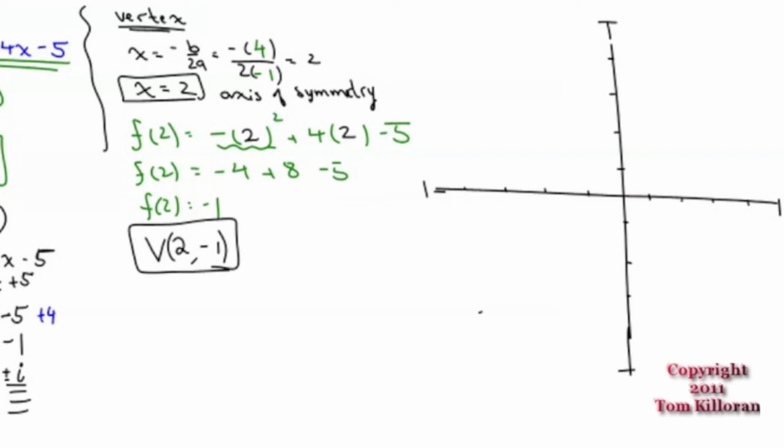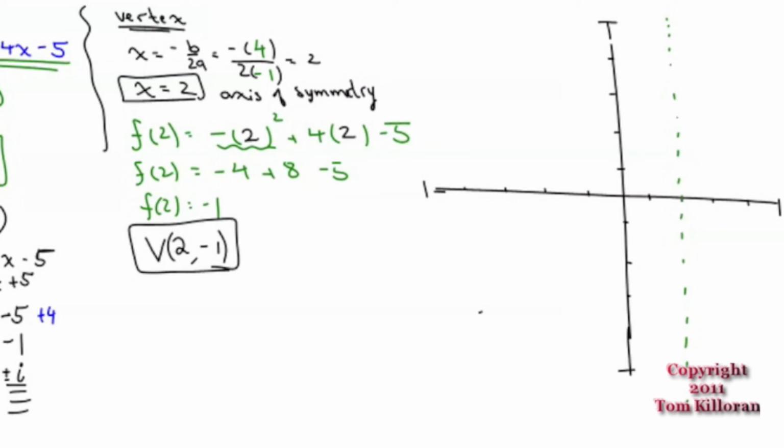And just plot what you have. Highly suggest you put the axis of symmetry in first, because that gives you an idea that half the stuff has to happen on the left and half the stuff has to happen on the right. So the axis of symmetry here is x equals 2. How do I graph it? On the 2. Then draw a little line up and down, a vertical line going through. So there's your axis of symmetry.